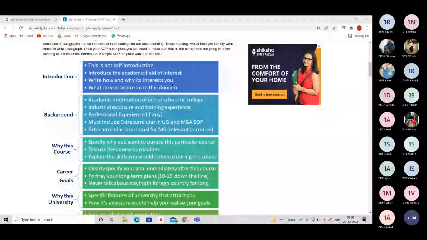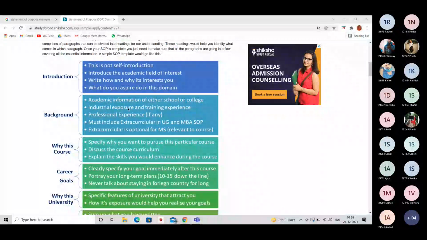Write how and why it interests you. Why is it so? Why do you find it interesting? What do you aspire to do in this domain? In this domain means in this area or in this field. Then background, academic information of either school or college.